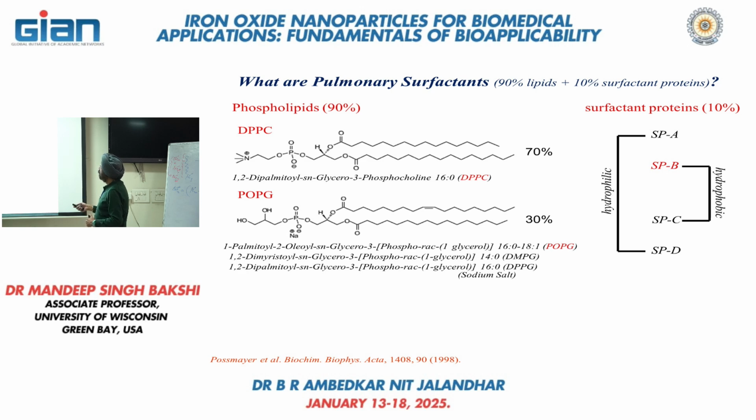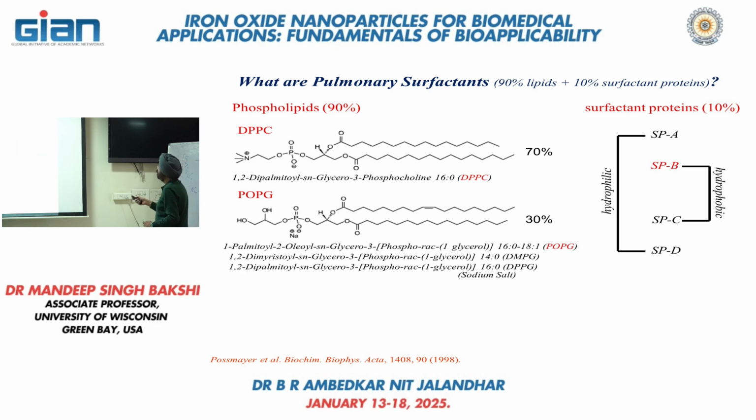Usually they are in the zwitterionic state. You see over here, this one is cationic, right? No, zwitterionic: you see the positive charge and the negative charge. This one is in the salt formation, you have the sodium salt over here. We call these the pulmonary surfactant. So 90% of the phospholipids are the combination of DPPC and POPG, plus then you have the 10% of surfactant proteins.